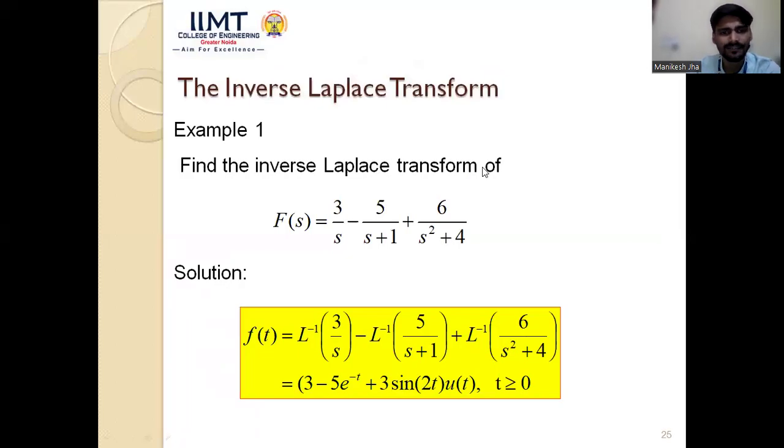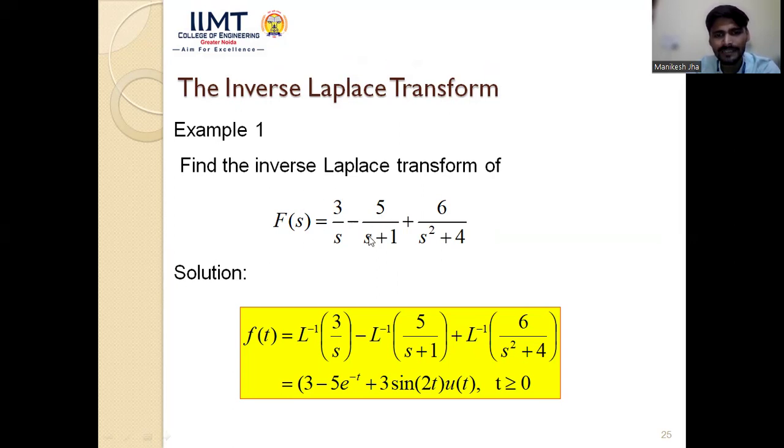The first example we are going to take is F of s equals 3 by s minus 5 upon s plus a plus 6 upon s squared plus 4. When we see this signal, the first term is 3 by s, so 1 by s is there. We already know that the Laplace transform of u of t is 1 by s. So what will be the inverse Laplace transform of 1 by s? It will give you u of t. So the first signal is nothing but 3 into u of t.